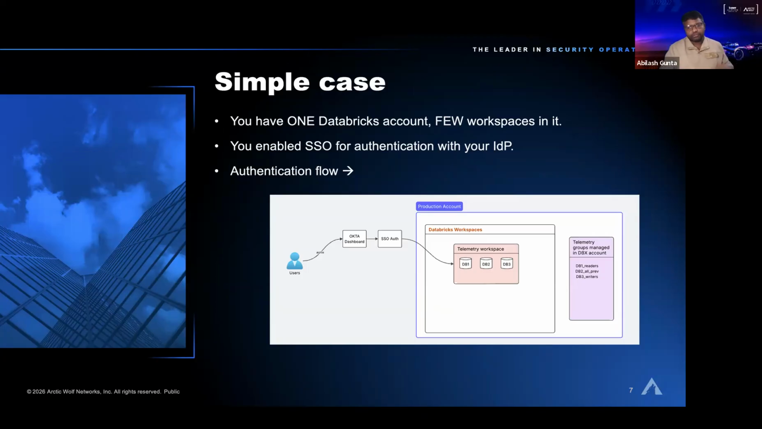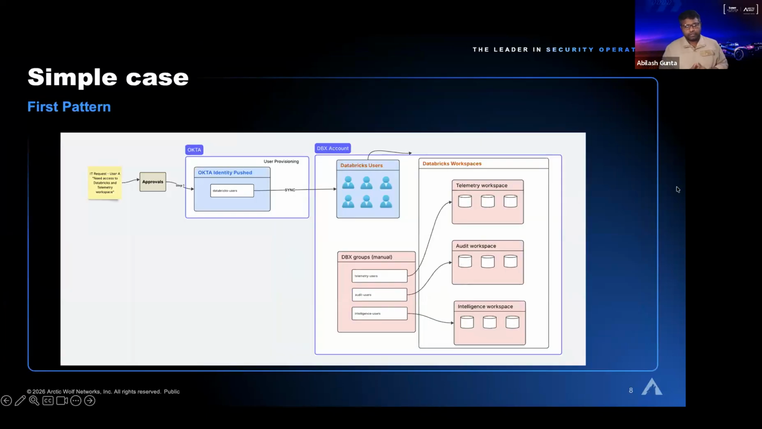Simple. But to get to this point, the first pattern looks like this. This is what you need to set up. On the far left, you see an IT request process. So you work with your IT team to set up a request or ticketing process where users can request access to Databricks. That ticket goes through an approval flow. Once approvals are done, this box you see in the middle is happening on the Okta side.